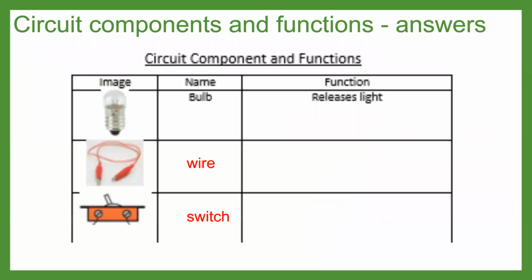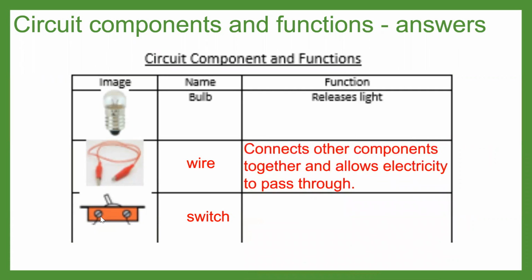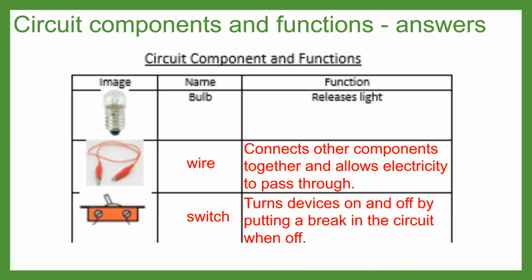We're going to go through some answers. So we've got a wire and a switch here. And a wire connects other components together and allows electricity to pass through, so to connect different parts of our circuit. A switch, what goes a switch for? Well, a switch turns a device on or off by putting a break in the circuit when it is off.